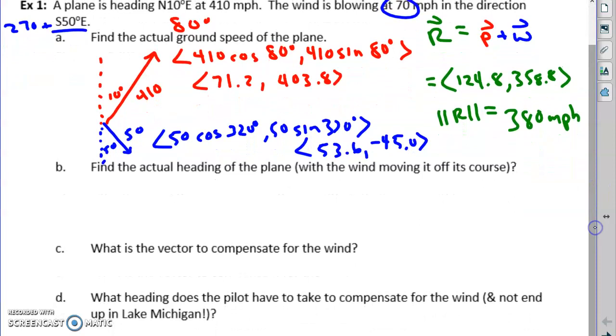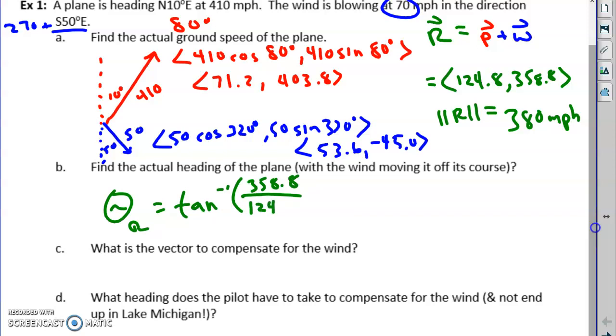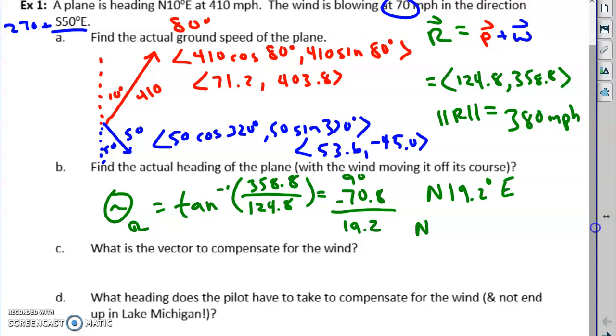All right, the actual heading of the plane, moving it off course, we're going to find theta of that resultant, tan inverse of 358.8 divided by 124.8, which gives us a math angle of 70.8. That's in the first quadrant. We're going to subtract from 90, 19.2. So we have a north 19.2 degree east angle. If you want to DMS it to be even more accurate, you could take that decimal 0.2, becomes a 19 degrees 11 minutes northeast.